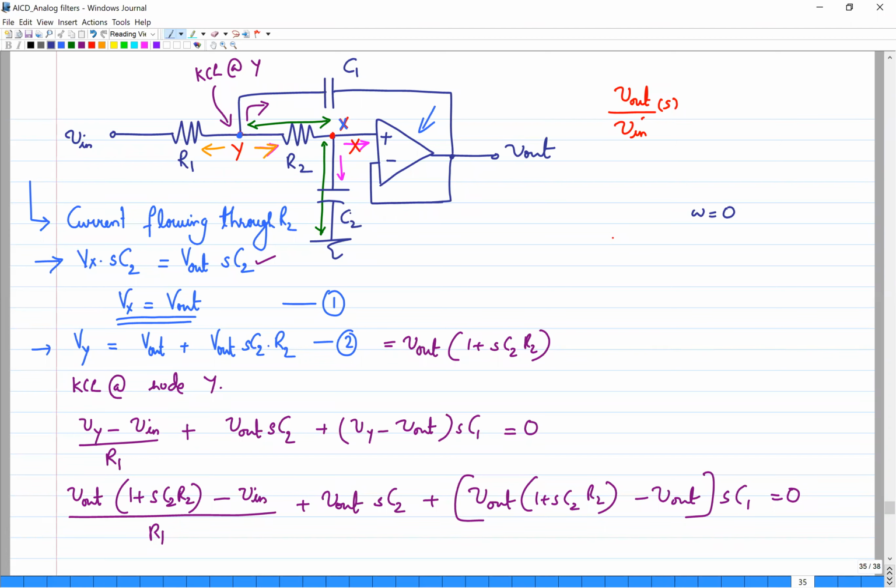Your C1 and C2 act as open circuit. When C1 and C2 act as open circuit, nothing will happen. Your input remains open, so your input will be directly coming as a Vx, and you will actually get the output. Or your Vin and Vout are related in the closed loop, in the unity gain closed loop feedback mode.